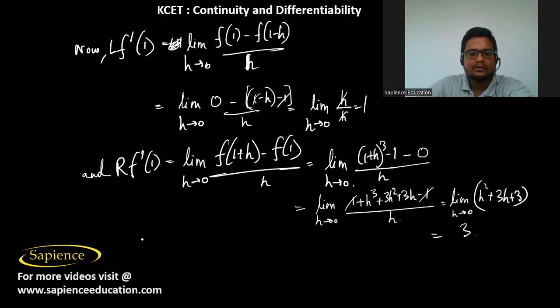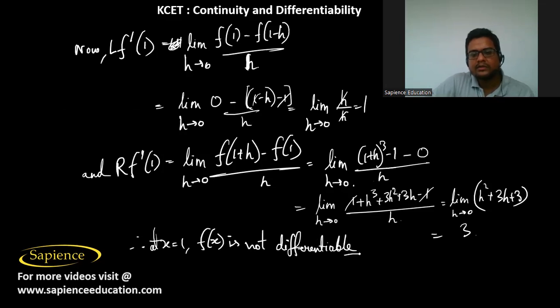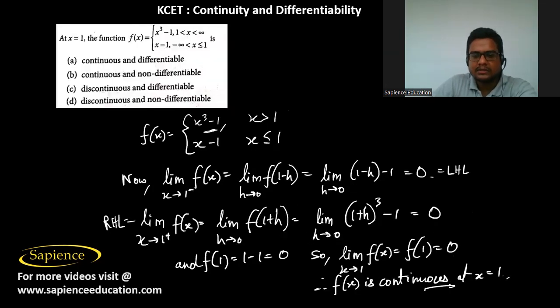So therefore the right hand derivative is coming 3, but the left hand derivative is coming 1. Therefore it means that at x equal to 1, the function f of x is not differentiable. So at x equal to 1, the function is continuous, but it is not differentiable. So option B is the correct answer.